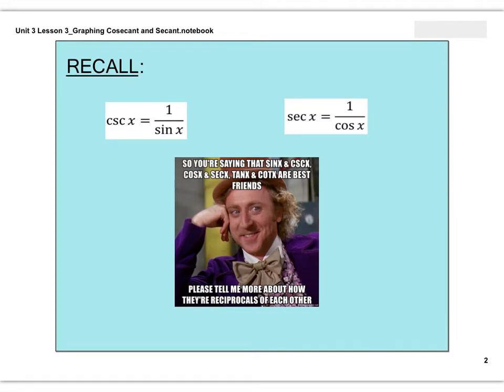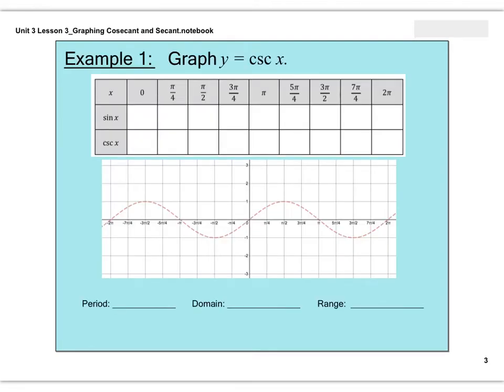Recall from earlier this trimester that the cosecant of x is equivalent to 1 over the sine of x. And the secant is equivalent to 1 over the cosine. So remember that the way I remember it is the s's do not go together. The c's do not go together. Cosecant goes with sine, secant goes with cosine. So y equals cosecant of x is really equivalent to y equals 1 over sine x.